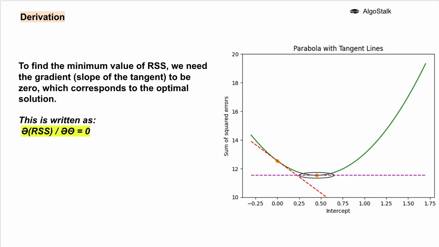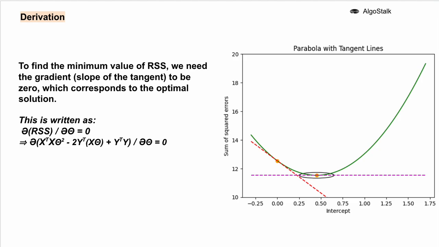Now, this equation represents the condition we need to find our optimal solution. It tells us that to minimize the RSS, the derivative of the RSS with respect to theta must be 0. Essentially, we are looking for the point where the slope of our RSS curve is flat, where it levels out. This is the mathematical way of saying we have found the minimum point of our error, ensuring the best fit of our data.